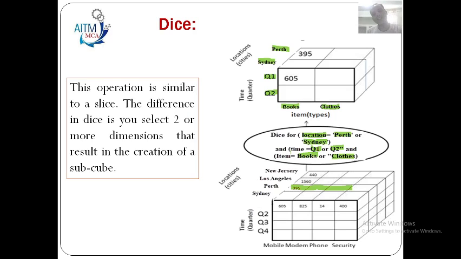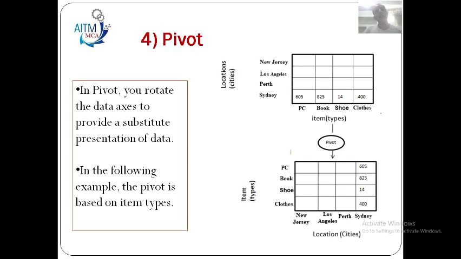Hope you understood what is slice and dice. Is it clear? All of you? Yes, sir. Last operation is pivot. Pivot means you rotate the data axis to provide an alternate presentation of data. See here now. This is how actually it is there.